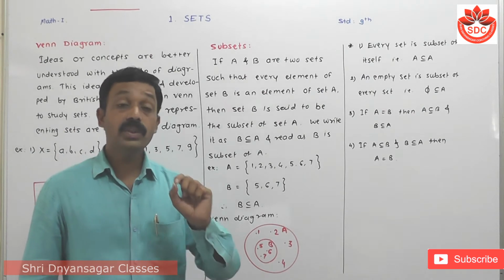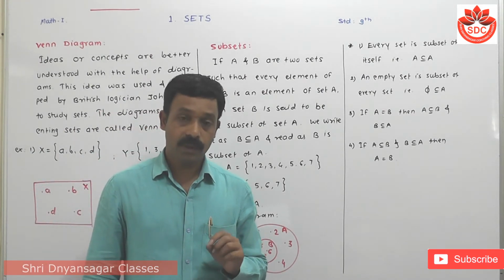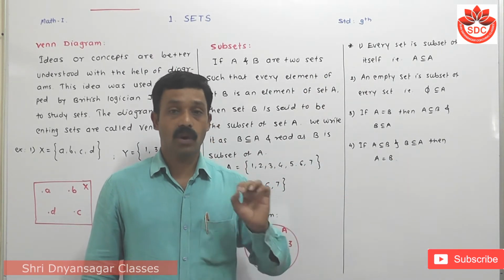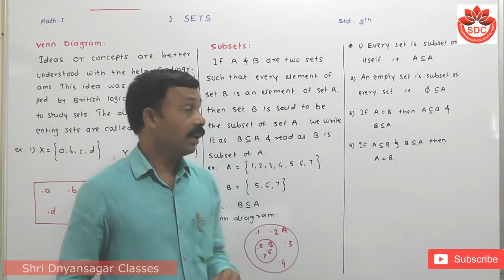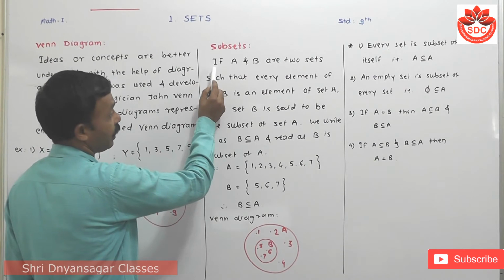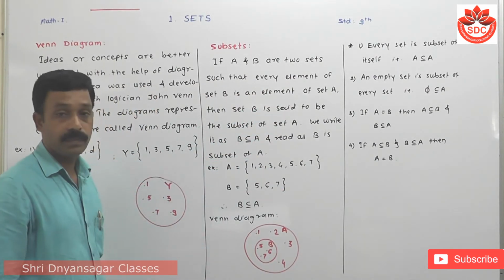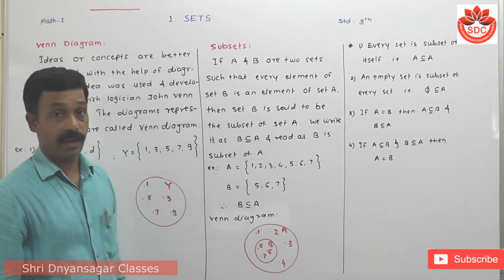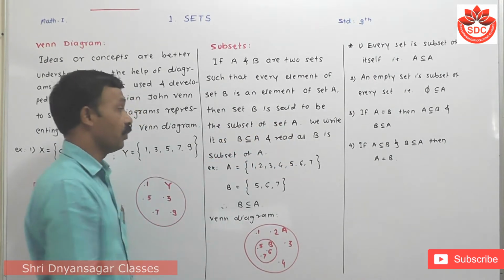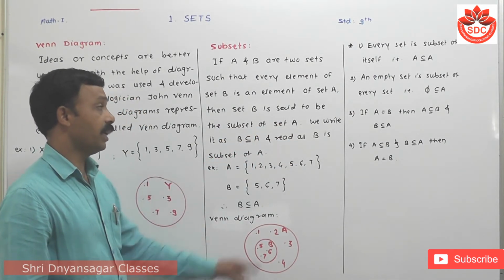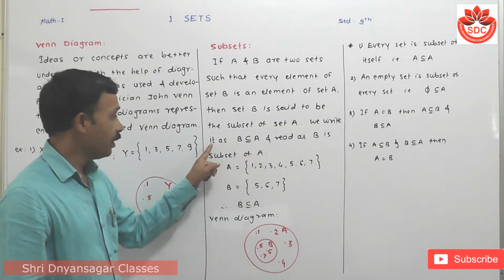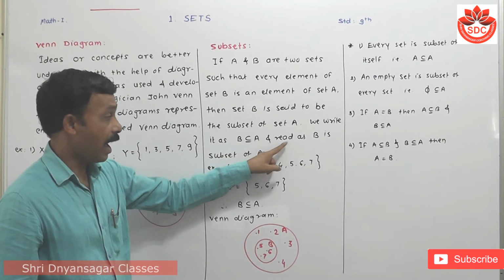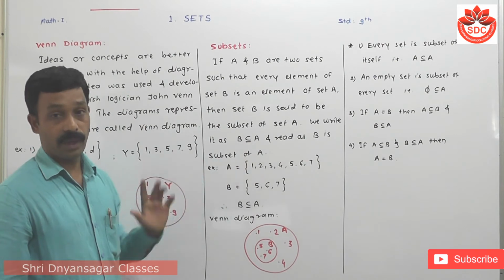Students, suppose A and B are two sets. If every element of set B is contained in set A, then set B is called a subset of set A. The definition of subset: if A and B are two sets such that every element of set B is an element of set A, then set B is said to be a subset of set A. We write it as B ⊂ A. This sign stands for 'subset of' and is read as B is a subset of A.